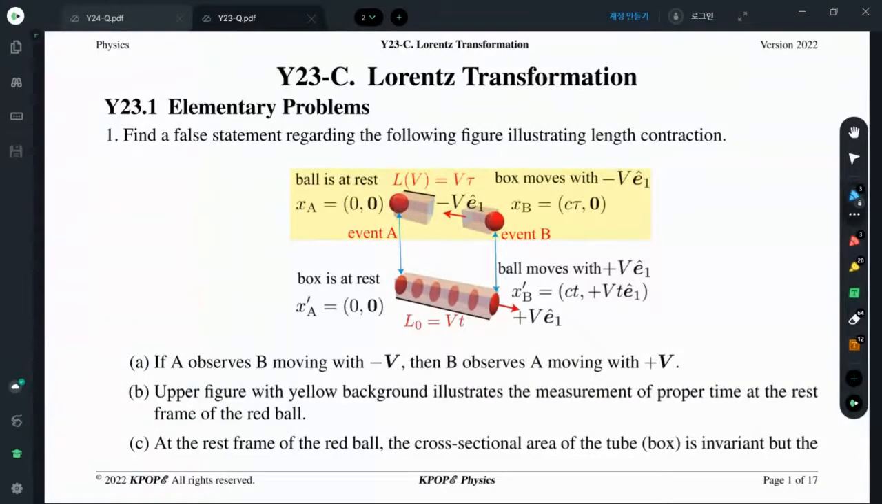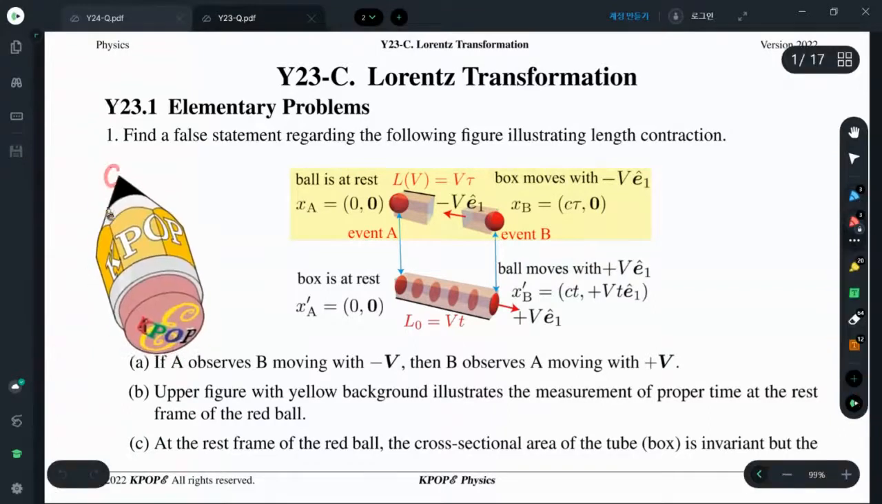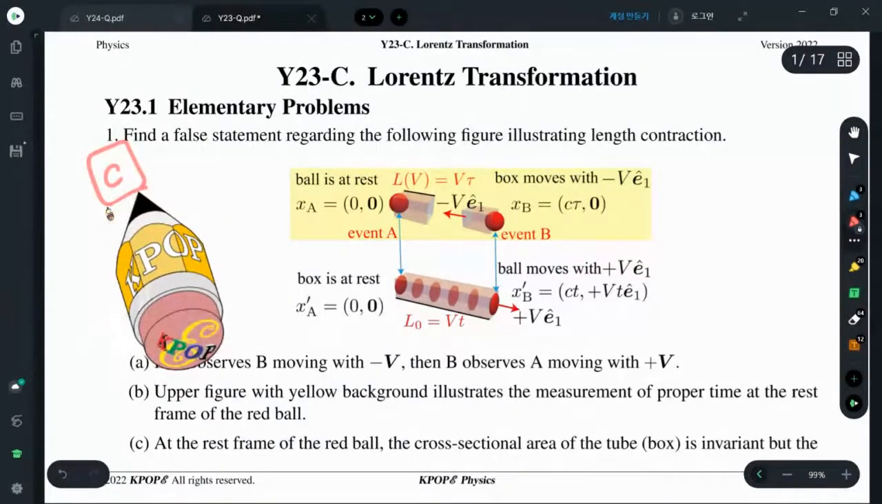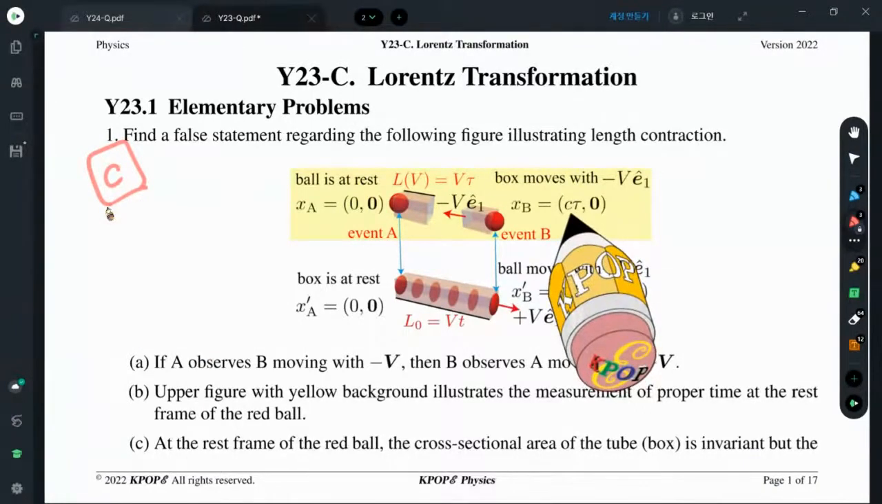Y23 Lorentz transformation. Yesterday, we learned time dilation. That's the direct consequence of the fact that the speed of light is the same everywhere. In any inertial reference frame, the speed of light is c. That results in the time dilation.